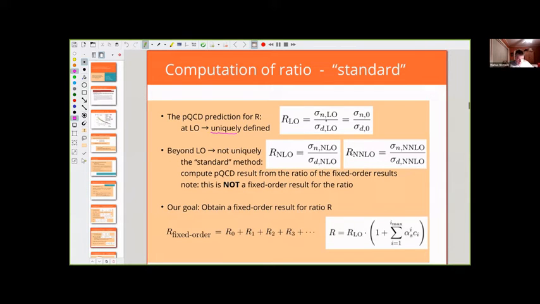And at next to leading order, we see here the results for the standard method. We divide the two NLO results. And as was stated before, these are not exact fixed order results. So what we try to achieve, our goal, is to write R really as a fixed order prediction in terms of a leading piece and then pieces in higher orders in alpha S, either like on the left side or here on the right side where the alpha S dependence is more clearly denoted.